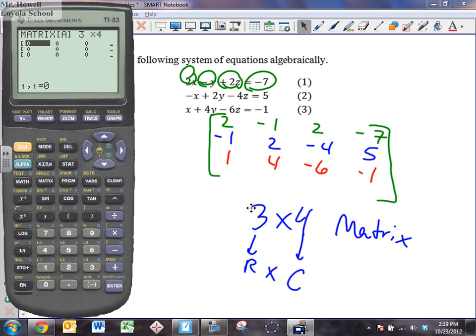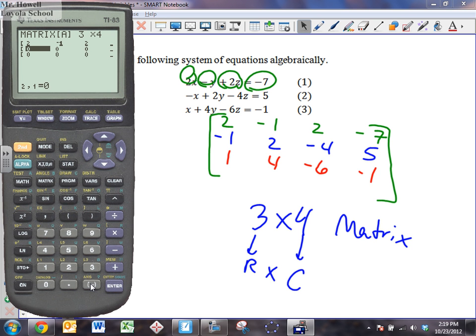So we have 2, enter. Now be careful, people. Take a look at the board. This is the negative symbol that I'm hovering over. If you use the minus sign, it will not work. So -1, enter. 2, enter. -7, enter. It brings you to the next line.